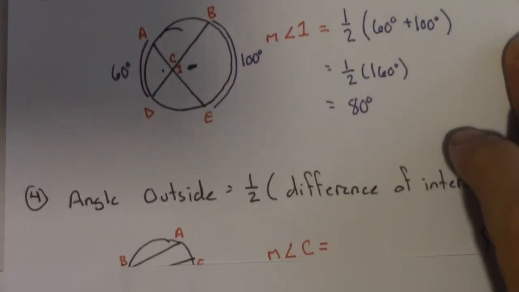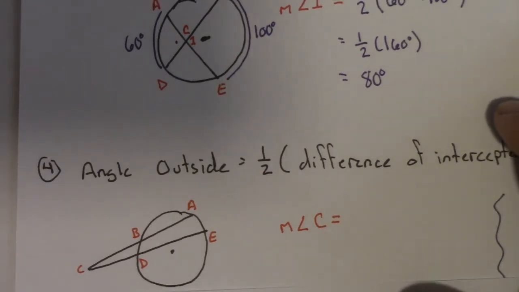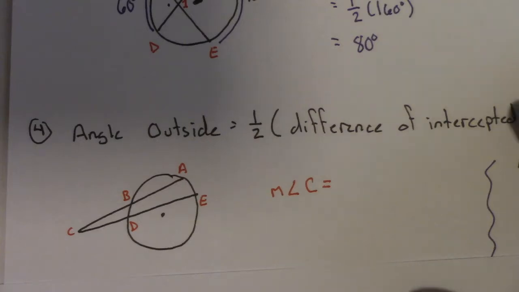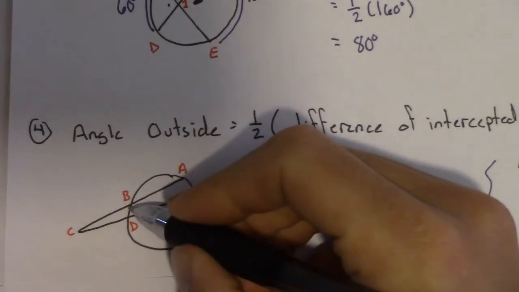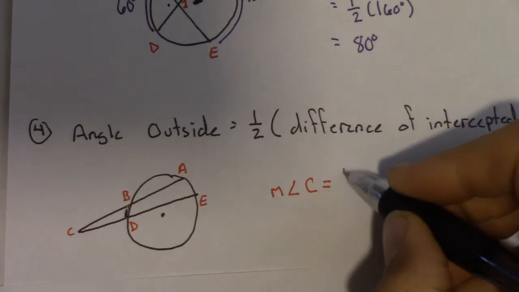Now our fourth angle relationship is what happens when our angle is outside. So for example, the measure of angle C right now is outside of our circle. Well, if the angle's outside, now it's going to be 1/2 the difference of the intercepted arcs. So for example, if I look at this particular picture, I know that one intercepted arc is going to be BD right here. So I've got 1/2.